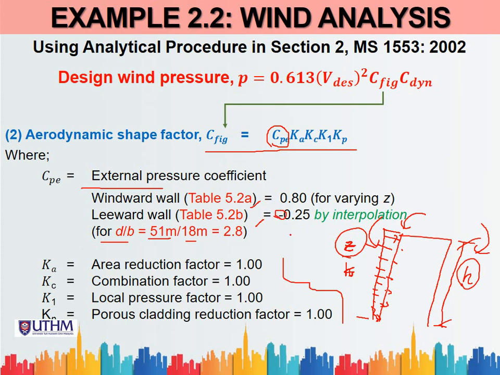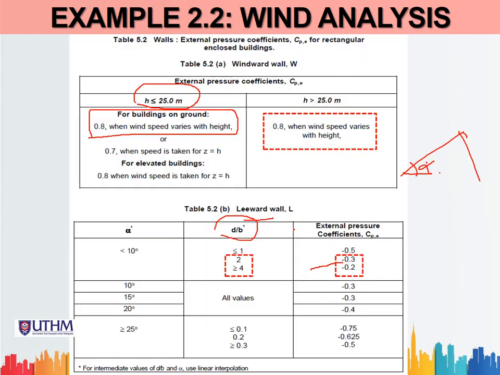Okay, please make sure that the aerodynamic shape factor, the CPE, the external pressure for the leeward wall, is negative 0.25. Okay, it should be in the negative sign. Boleh ya, saya ambil masa sikit hari ni.